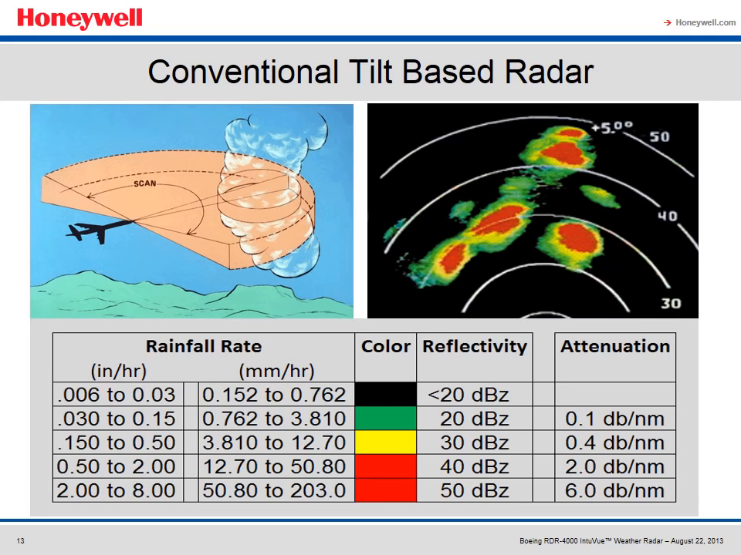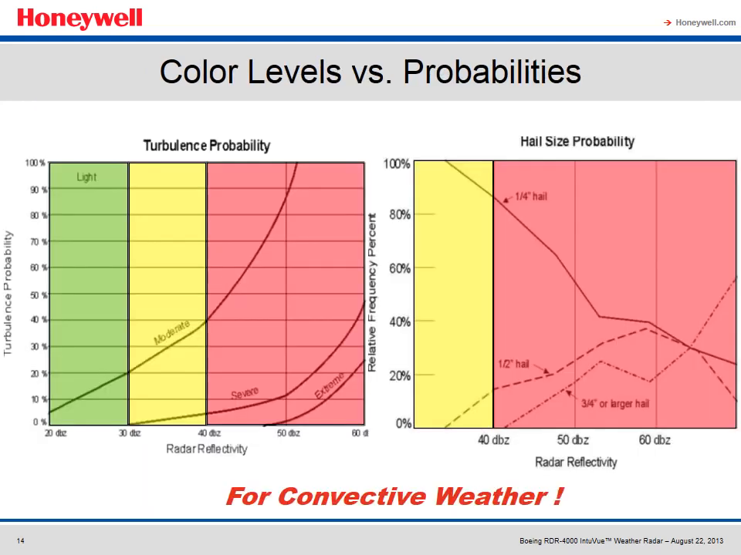The amount of reflected energy is proportional to the rainfall rate and is represented by the different colors on the display. The problem is that rain is not the hazard that needs to be avoided. What really needs to be avoided is the turbulence associated with convective activity. So then, why do we even look at the colors? The colors give us some indication of the probability of turbulence and hail size.